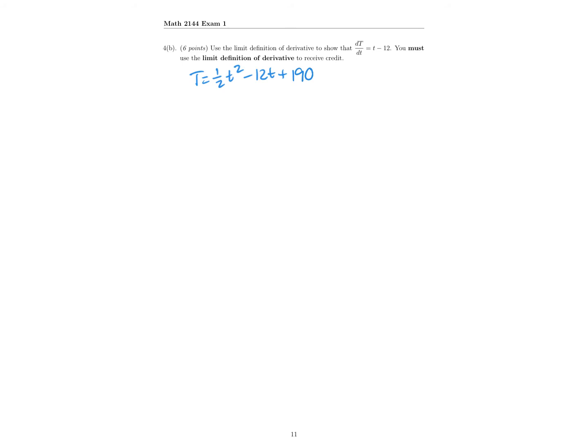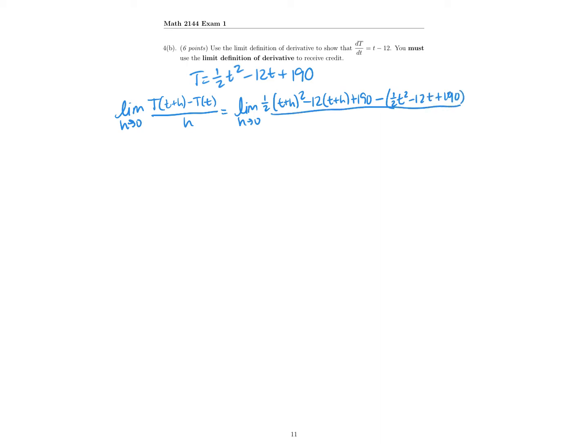Okay, so we'll say the limit as h goes to 0 of T of t plus h minus T of t, over h. So if I plug t plus h in, I have the limit as h goes to 0 of 1/2 (t plus h) squared minus 12 times (t plus h) plus 190, minus (1/2 t squared minus 12t plus 190), over h. Okay, and again, I have to keep writing that limit there.